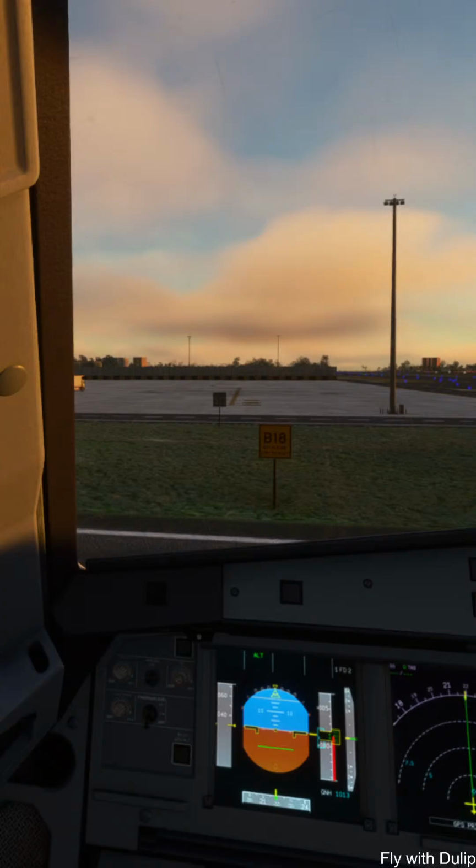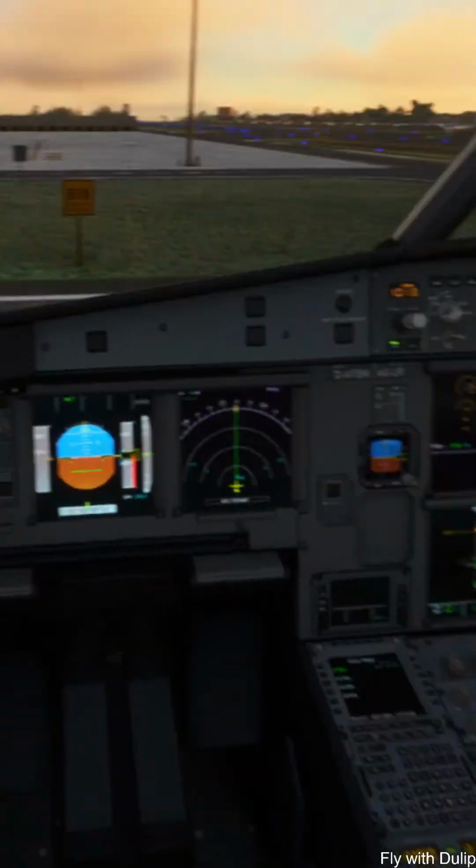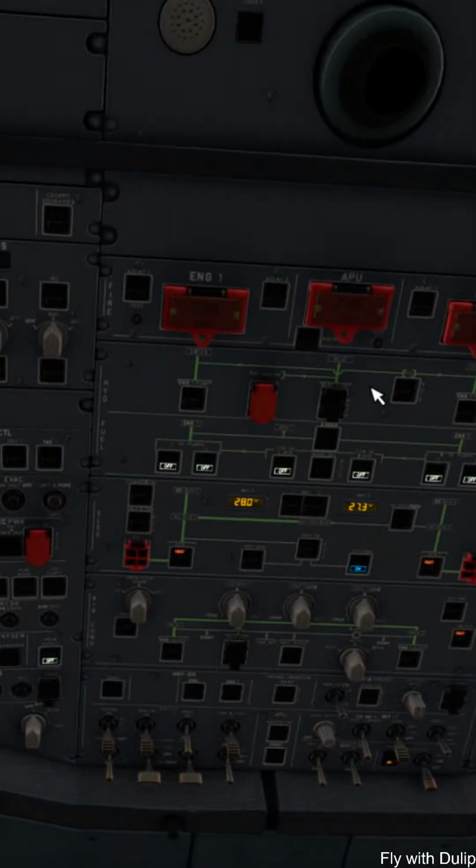Right now we have started our flight from gate number Bravo 8. So we quickly configure our aircraft. So first of all, let's turn on the batteries. Batteries are on.